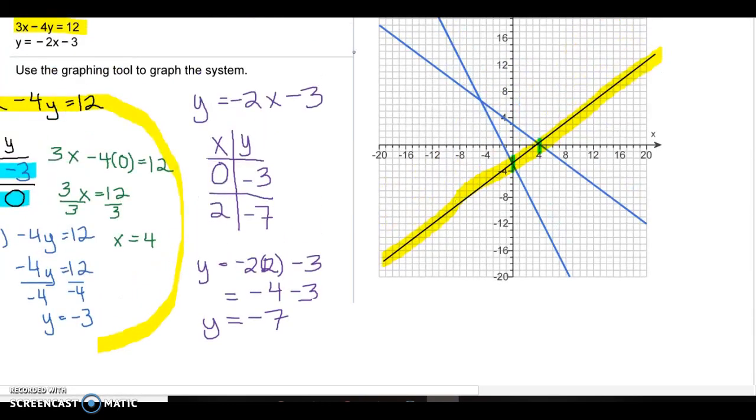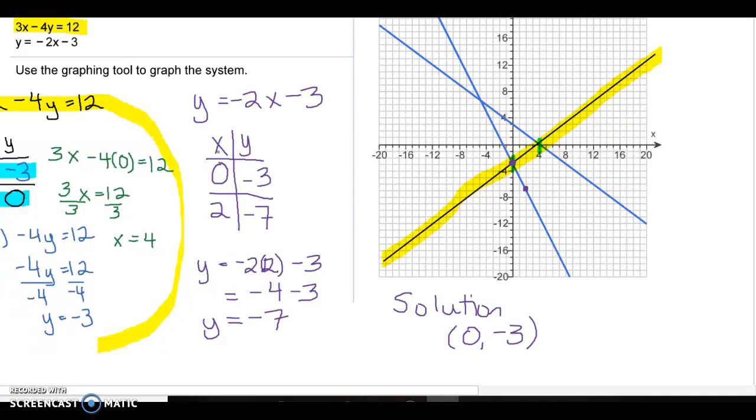So we're going to plot the point 0, negative 3, which is that same point as the other line, and then positive 2, negative 7, which is this one. So that second line is probably correct. So that second blue line that goes to the 2 purple points is correct. And then the solution, which is the point they share, would be that 0, negative 3. So it's just that first line that was off.